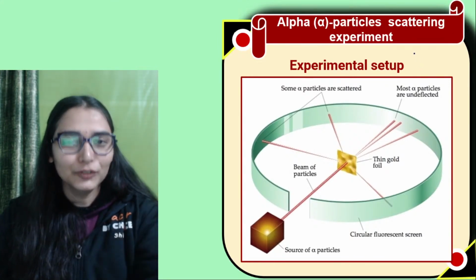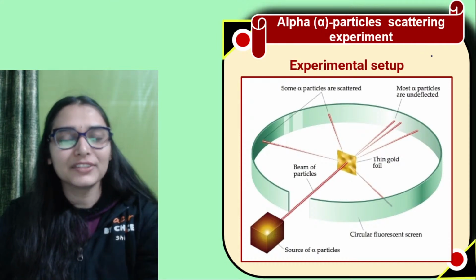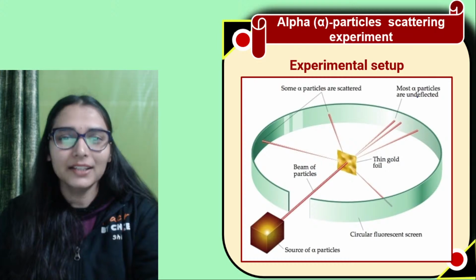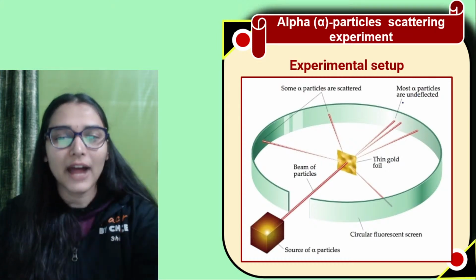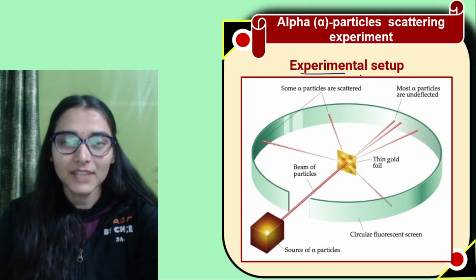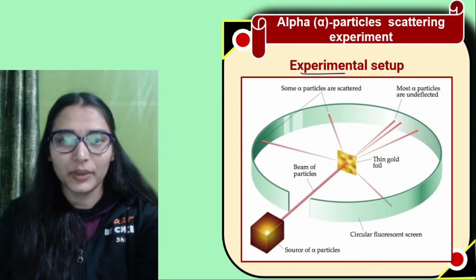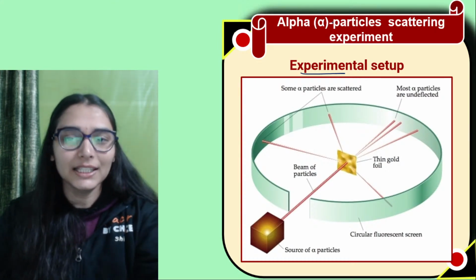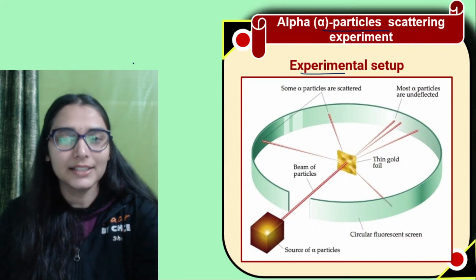Fine. So Rutherford was a student of Sir J.J. Thomson only, and Rutherford did the same thing. He also talked about the structure of atom, but the difference was that he did an experiment. And that was a very impactful experiment. So what did he do in this experiment? This is known as the alpha ray particle scattering experiment.